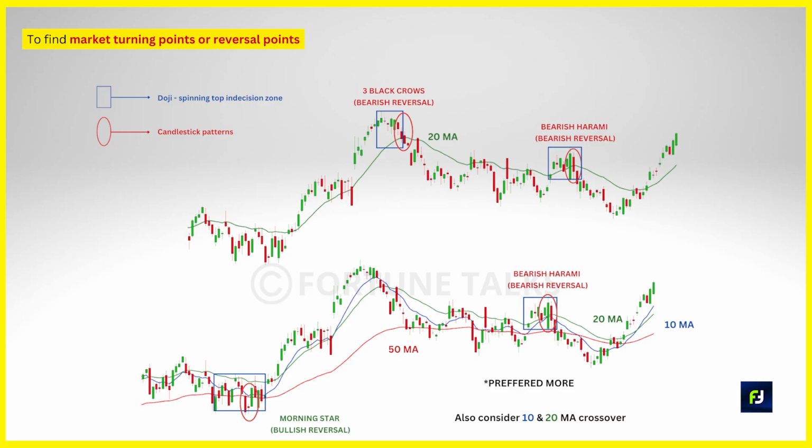Then you could simply ride the price move by switching back to the Heikin Ashi chart and exit either when the Heikin Ashi chart forms a doji or a spinning top, or you can even consider exiting your position if the price breaks beyond the moving average level. And if you are planning to use two moving averages like 10 or 20 moving average, then in addition to all these factors, we will also check for a crossover between the two moving averages. So these are some of the basic setups that you can think of.